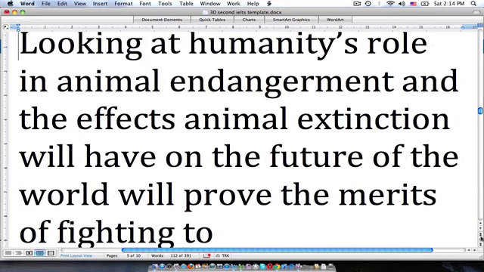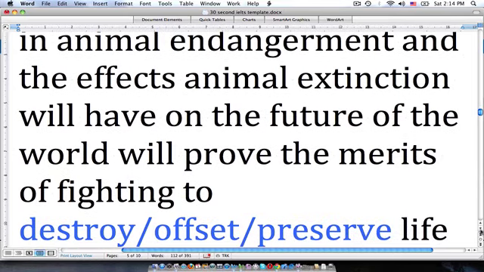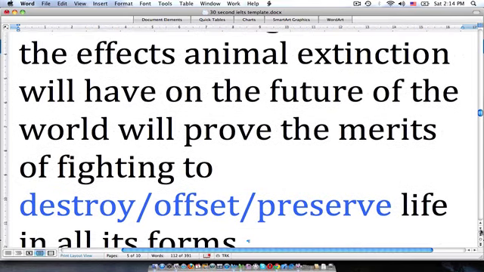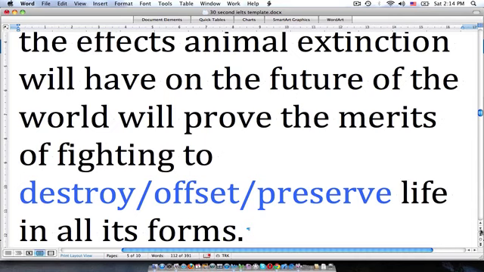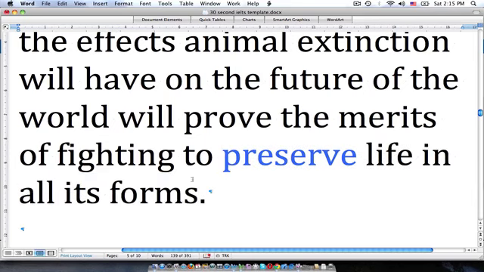Looking at humanity's role in animal endangerment and the effects animal extinction will have on the future of the world will prove the merits of fighting to destroy, offset, preserve life in all its forms. Okay, so we're not trying to prove that people should fight to destroy life. Of course not. So that's not the right answer. Offset life. No, offset sort of means to replace, I guess, in some circumstances. So that's not the right answer. The answer would be preserve. We're trying to show the merits, the benefits, the good qualities of preserving life in all its forms.